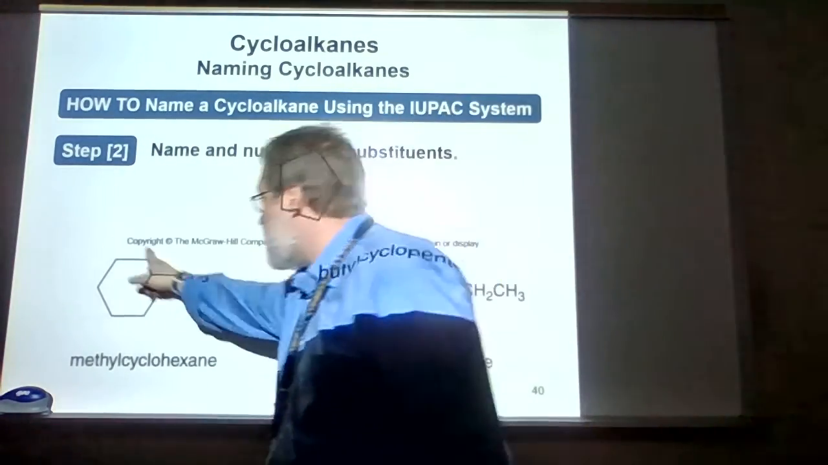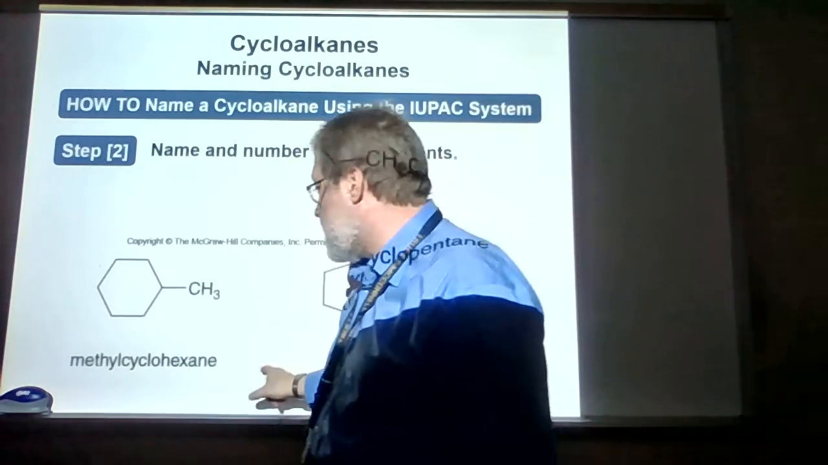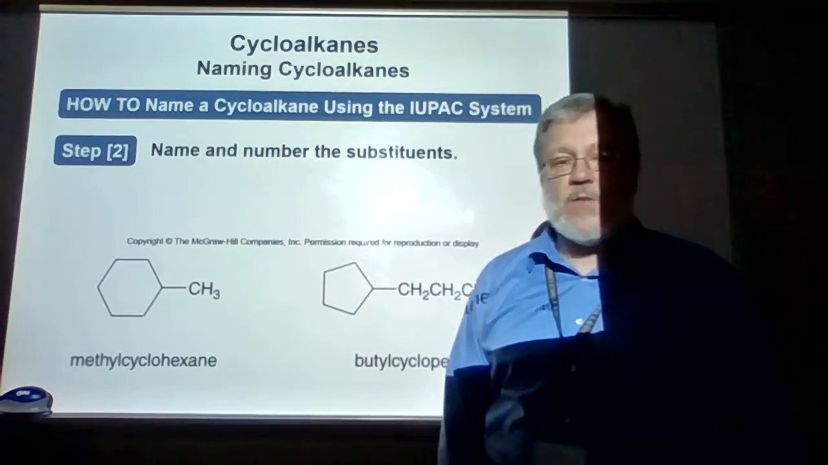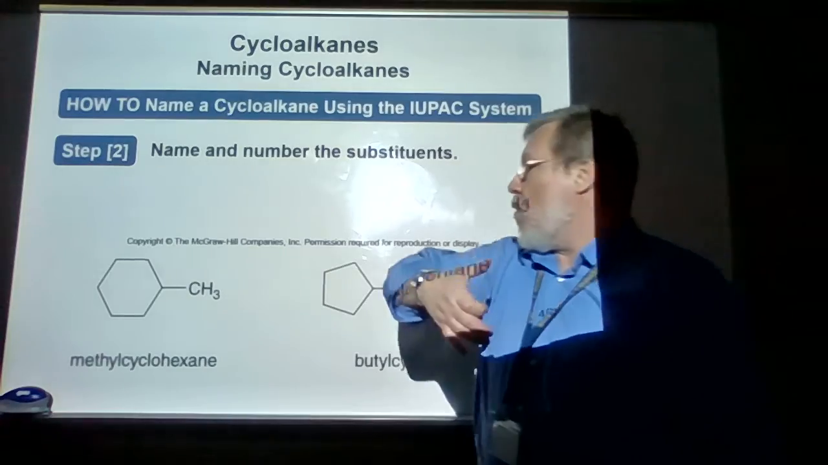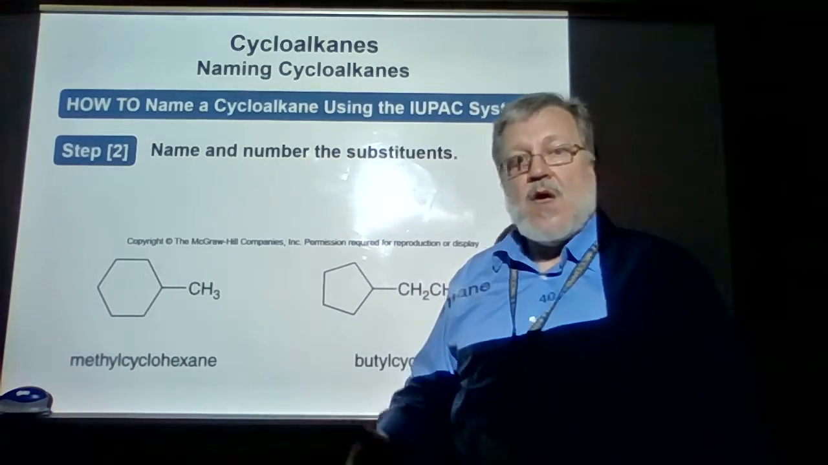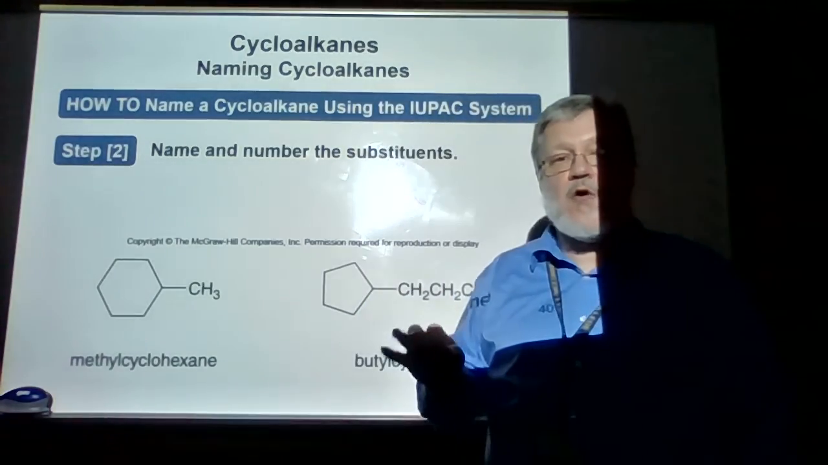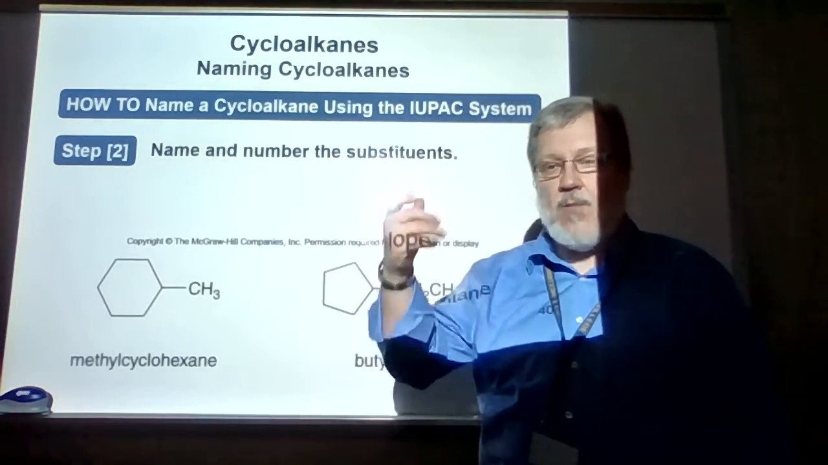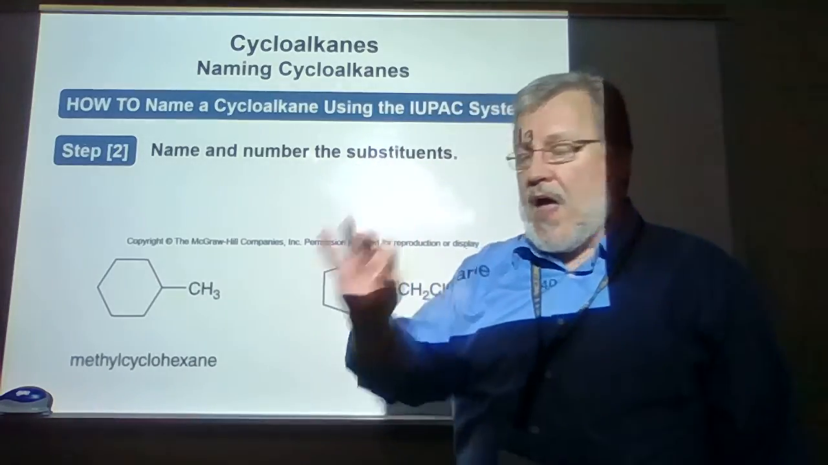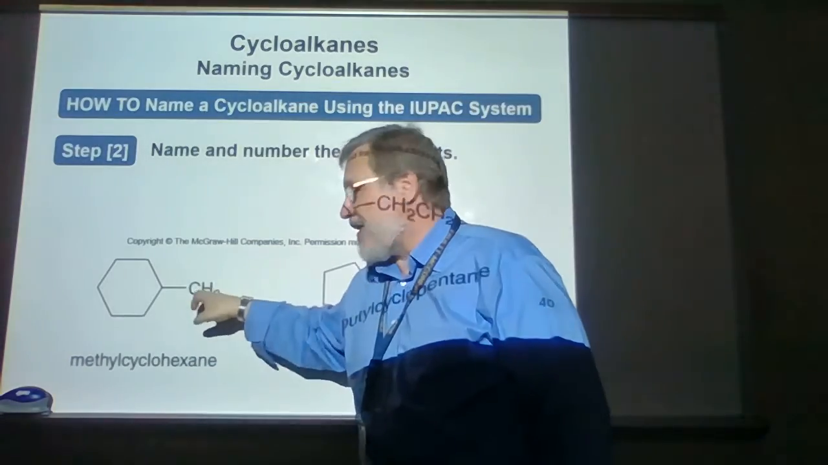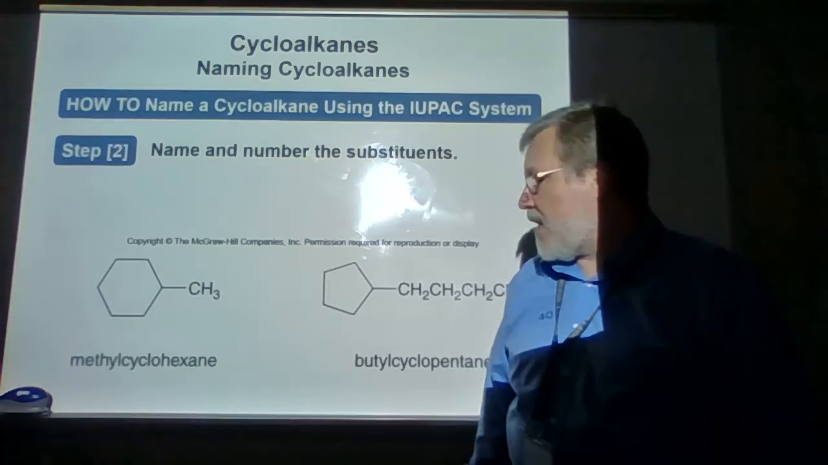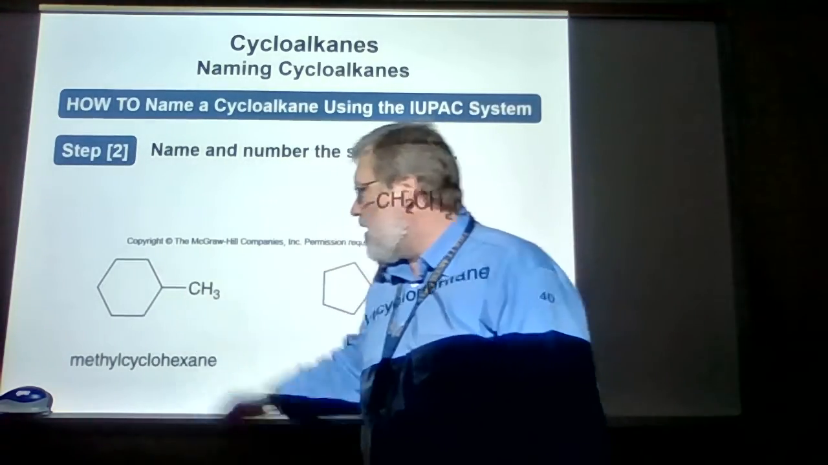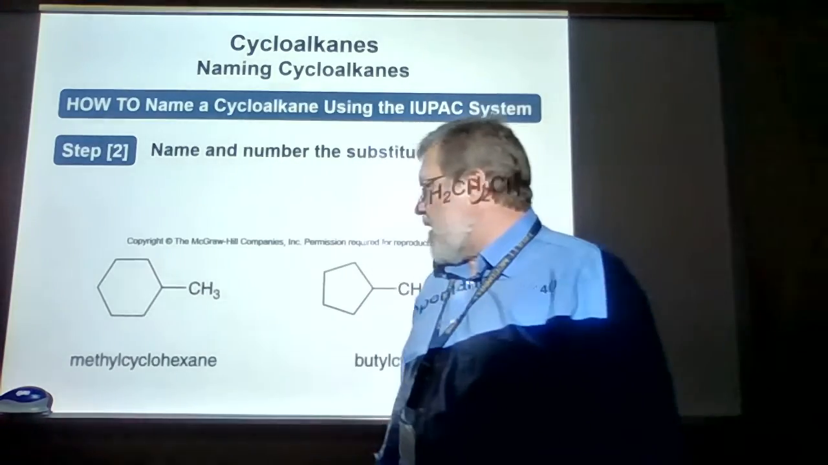We have 6-membered ring. Cyclohex, all carbon-carbon single bonds, ane. Do we have a piece of spinach hanging off that ring? Yes. Where is it and what is it? It's a single carbon fragment. Methyl, YL, METHYL. Meth is a single carbon fragment. YL says it's a carbon fragment attached to something else. So meth, 1 carbon, YL, methyl, CH3, attached to the cyclohexane ring.